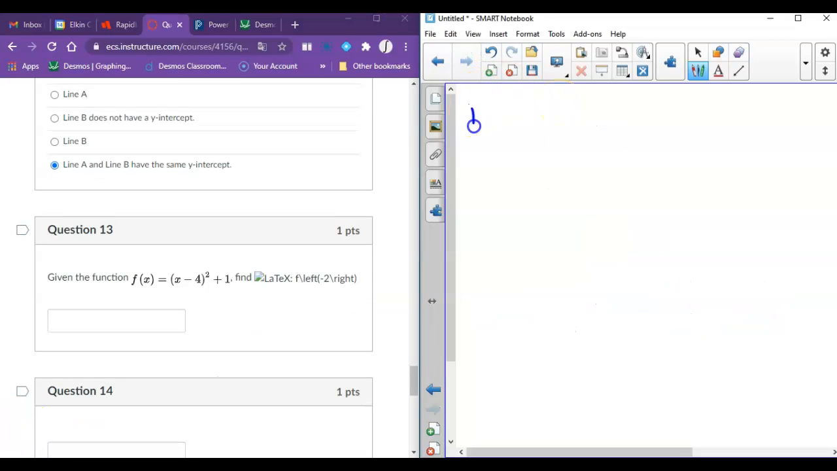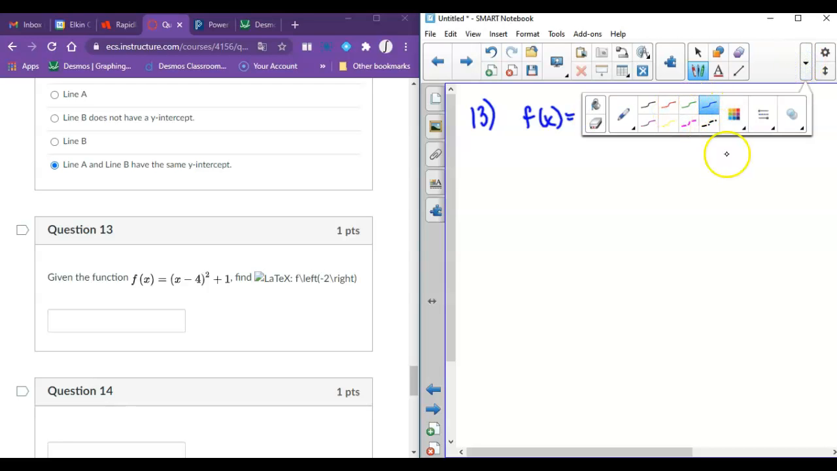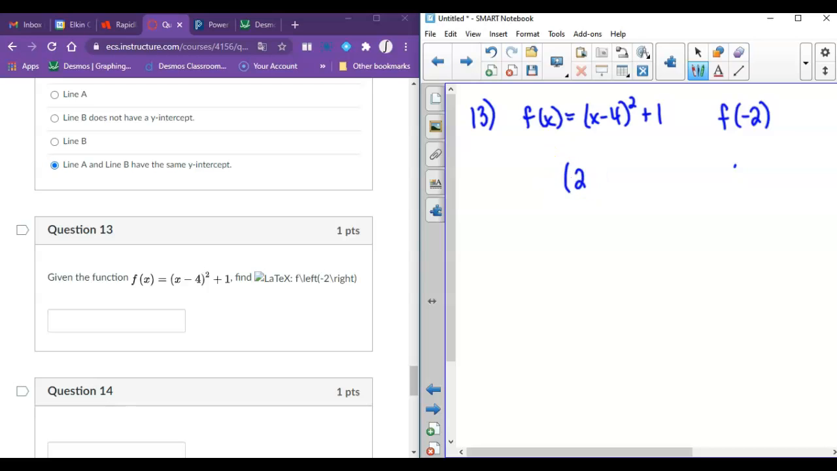Alright, 13 is not showing up well here either. The function is fine. f of x equals (x minus 4) squared plus 1. But it didn't show up well right here. I think it'll show up okay for you. It did earlier for me. It's asking for f of -2. And what it means whenever it's asking for f of -2 is it wants you to plug in -2 for your x value. So in this case, when we're finding f of -2, we're going to have (-2 minus 4) squared plus 1. And we have to use our order of operations.